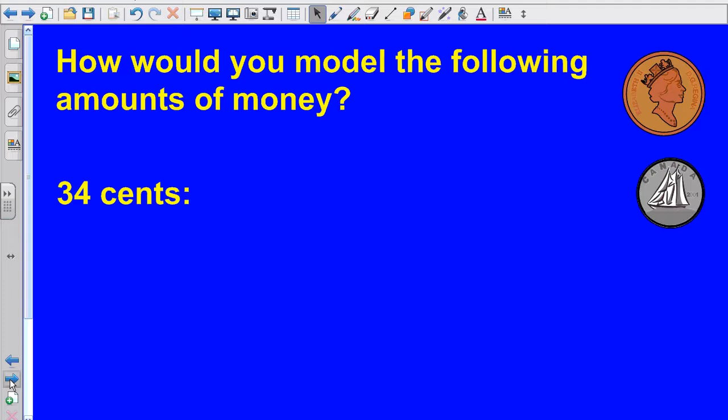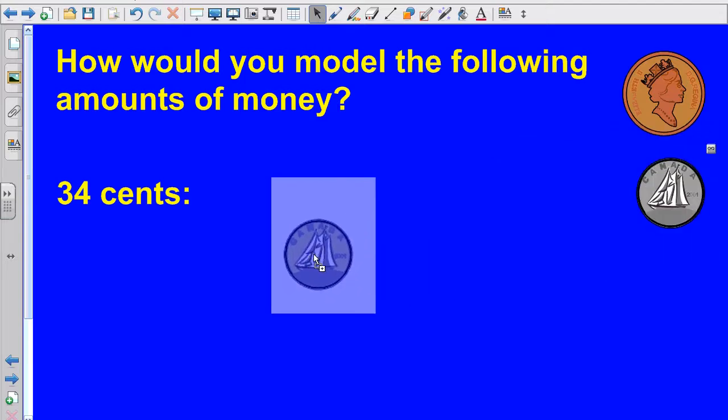Okay, now I want to take a model. Model means to actually draw the pictures of what I want to show. So I want to show 34 cents here. How am I going to show 34 cents using dimes? You can see the dimes right there, and this is the penny. Okay, Abby, come up and drag them in. What do you need to model this?